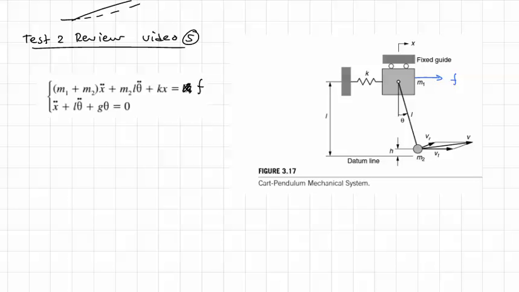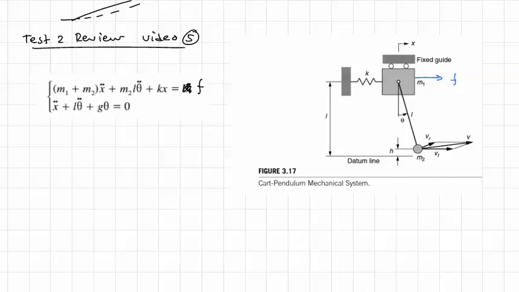This is video 5 in the test 2 review. In this video we're going to look at taking a set of differential equations and expressing the transfer function relating an input to a response in the system. I've chosen a problem from chapter 3 of the textbook, which we have not even begun on yet.